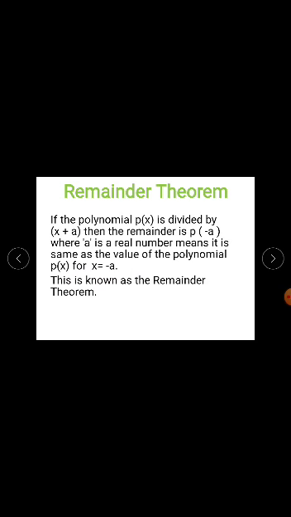Students, listen carefully. If the polynomial p of x is divided by x plus a, then the remainder is p of minus a. Take the opposite of this a. If it is x plus 2, take the opposite of 2, that is minus 2. If it is x plus 3, take the opposite of 3, that is minus 3. So if the polynomial p of x is divided by x plus a, then the remainder is p of minus a.